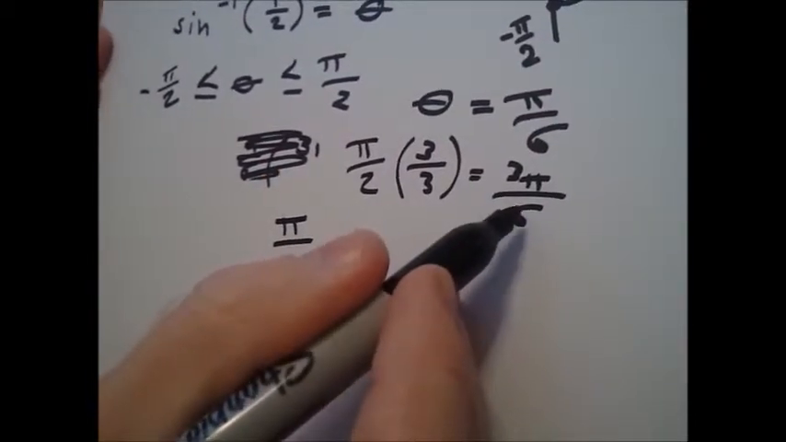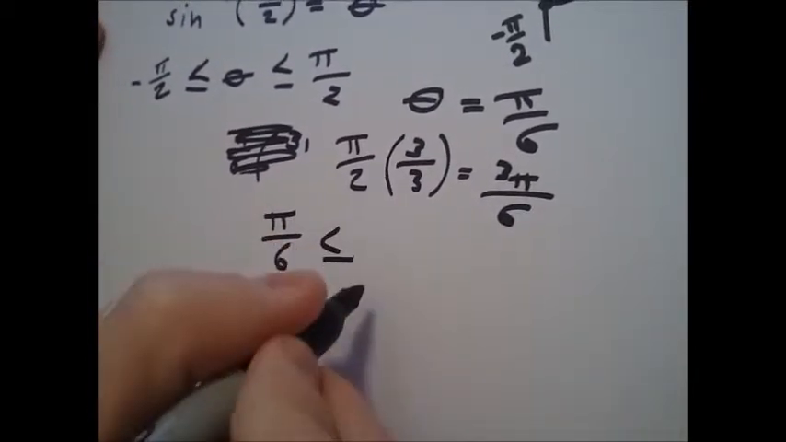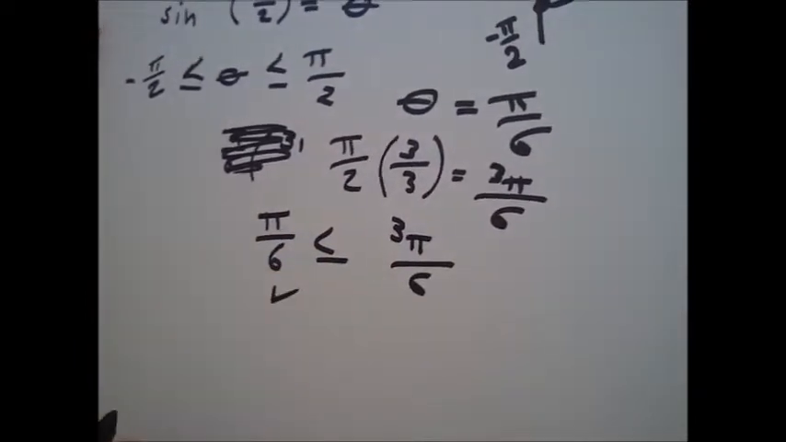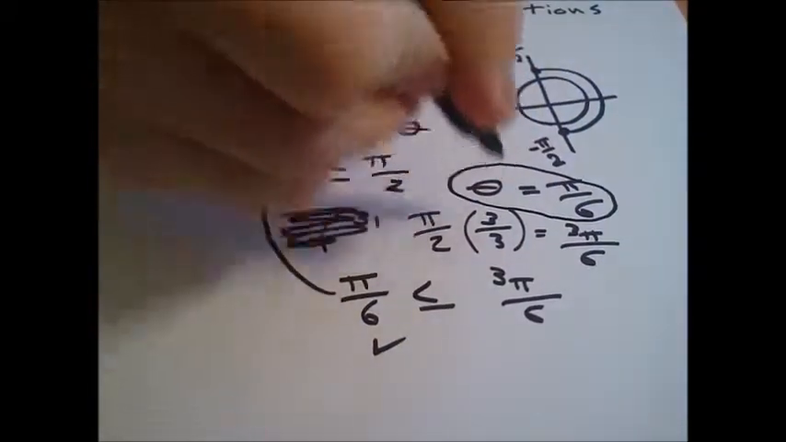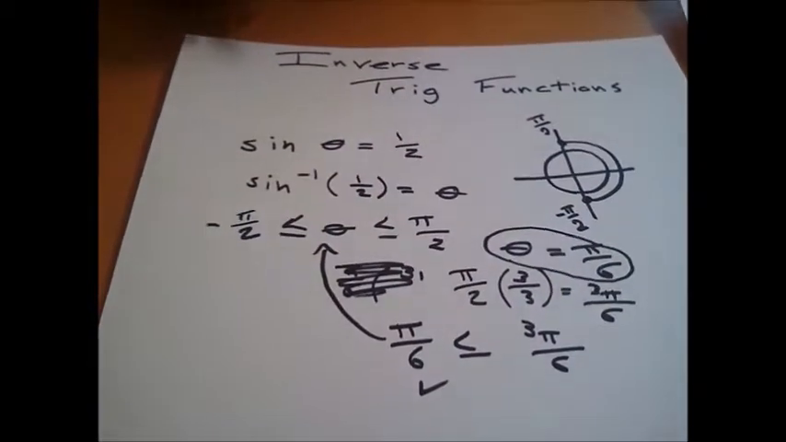Pi over 2 is the same thing as 3 pi over 6. Pi over 6 is definitely less than or equal to 3 pi over 6. So that checks, that works. This definitely fits up here. So we can say that our theta is going to be pi over 6. It fits. It is within this range. We are good. All right. Cosine is very similar. Let me flip this guy over for cosine.